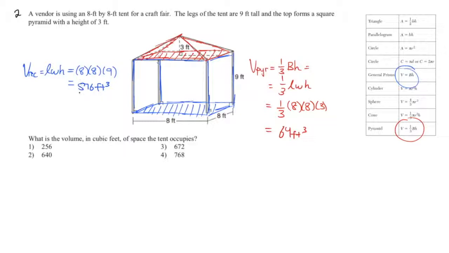So we will add 576 and 64 and get 640 cubic feet on the dot. I like that one.